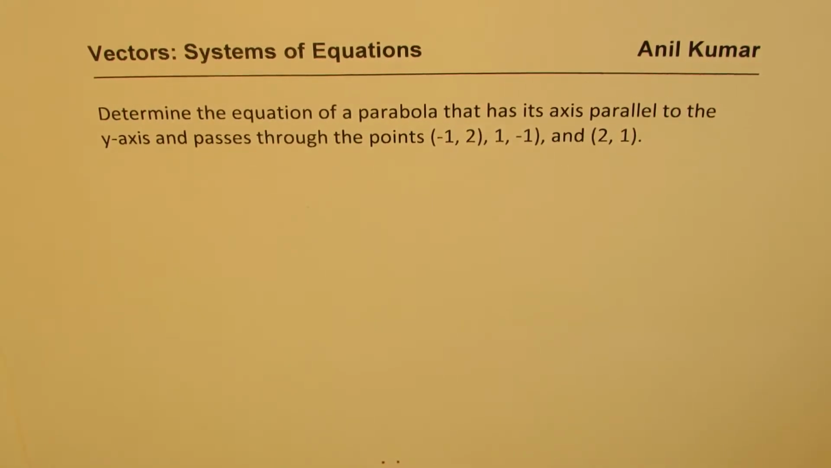Here is another very interesting question asked by one of our subscribers, and I hope its solution will help many others. The question here is, determine the equation of a parabola that has its axis parallel to the y-axis and passes through the points (-1, 2), (1, -1), and (2, 1). I'd like you to pause the video, answer the question, and then look into my suggestions.